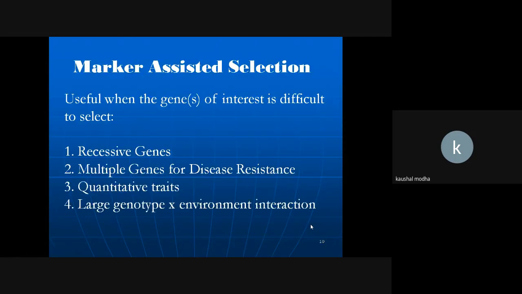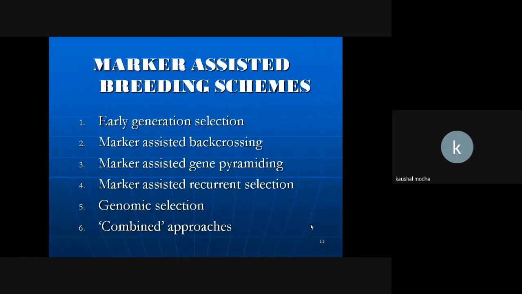Marker-assisted selection is especially useful when the trait is governed by a recessive gene. When there are multiple genes governing the disease resistance, as in the case of wheat rust, where there are multiple disease resistance genes, many race-specific genes are there. If you want to pyramid all these genes in one genotype, then also marker-assisted selection can be useful, when the trait is governed by a quantitative trait, and when there is large genotype-by-environment interaction. In all these cases, marker-assisted selection will be more useful, reliable, and less time consuming as compared to conventional selection.